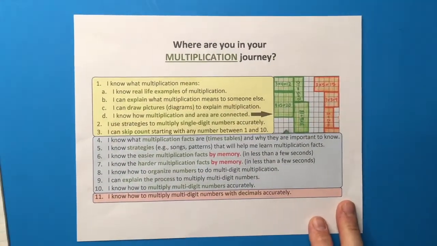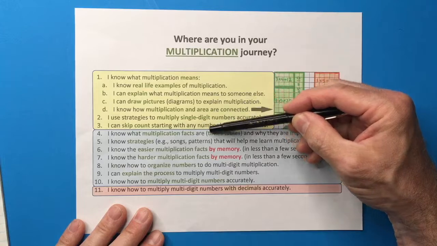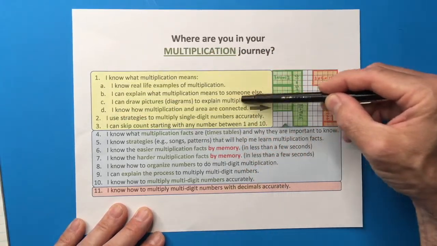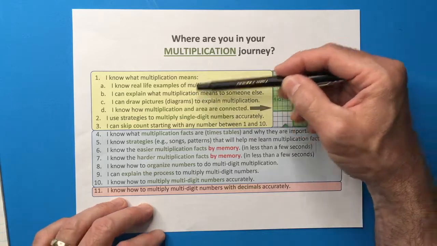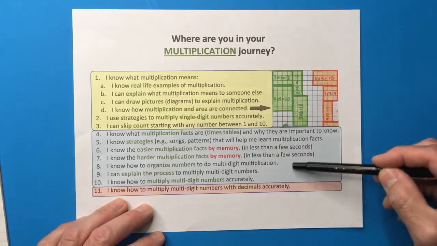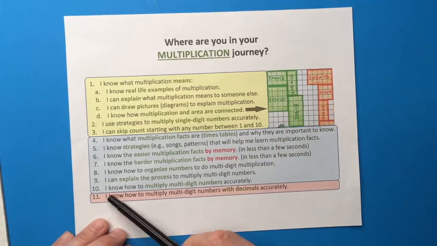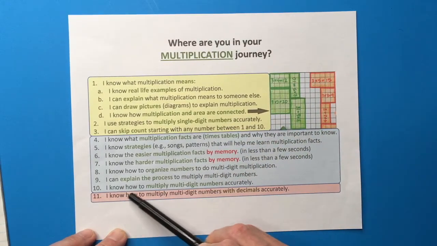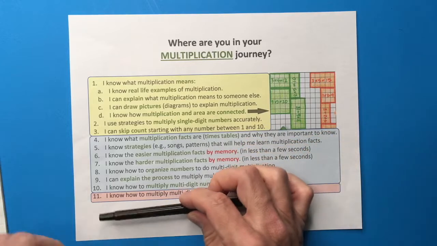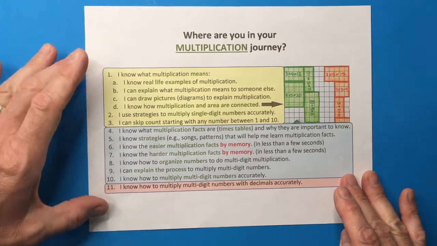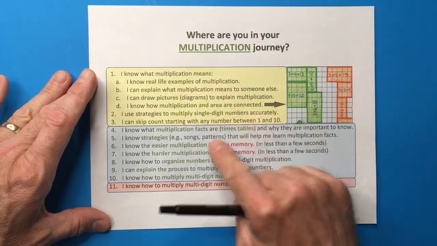In your multiplication journey, the ones highlighted in yellow here are sort of the grade 3 level. Roughly. The ones here in blue are roughly a grade 4 level. And down here, number 11, grade 5 level. There are actually more things that you do with multiplication in higher grades, but I've just got the first bit here. So this is roughly the way it works.